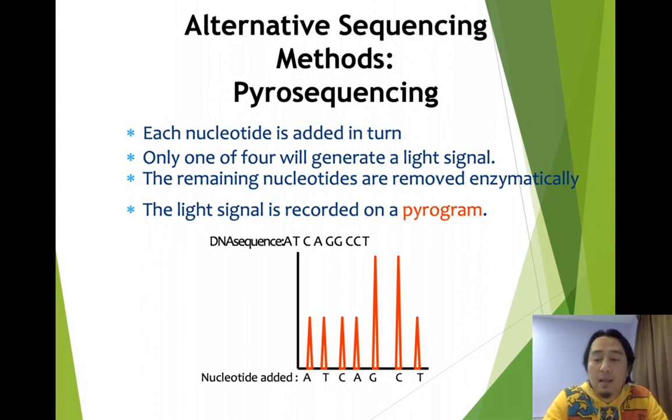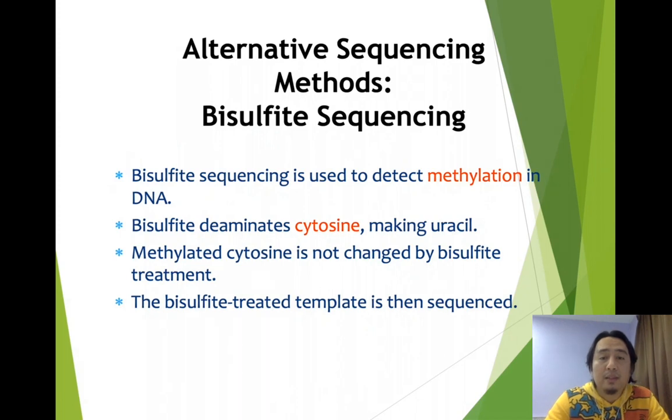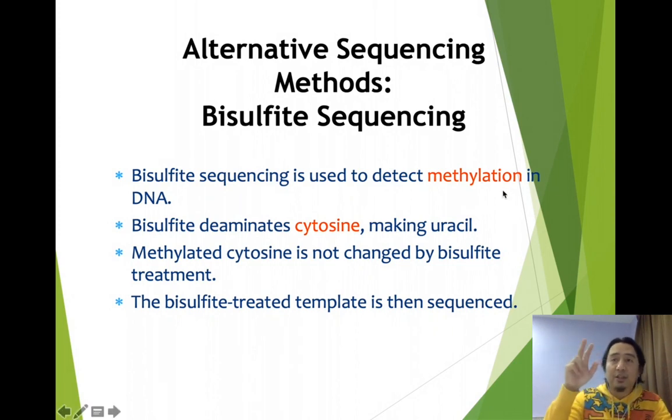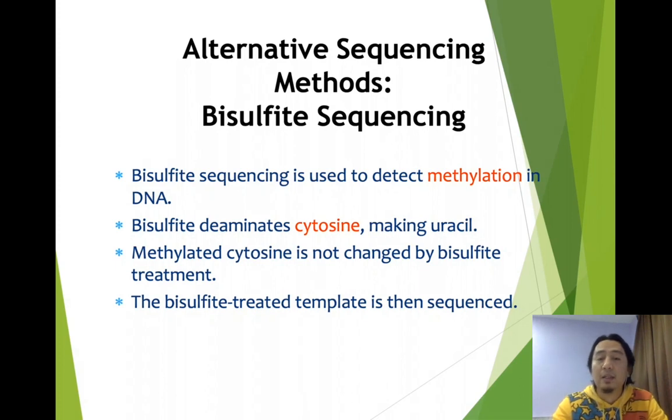Okay. And then the next one is bisulfite sequencing. So bisulfite sequencing, the principle behind it, is to read the methylated nucleotide. So methylation, CH3. So each methylated nucleotide can be read by the detector. So the methylation is that CH3.